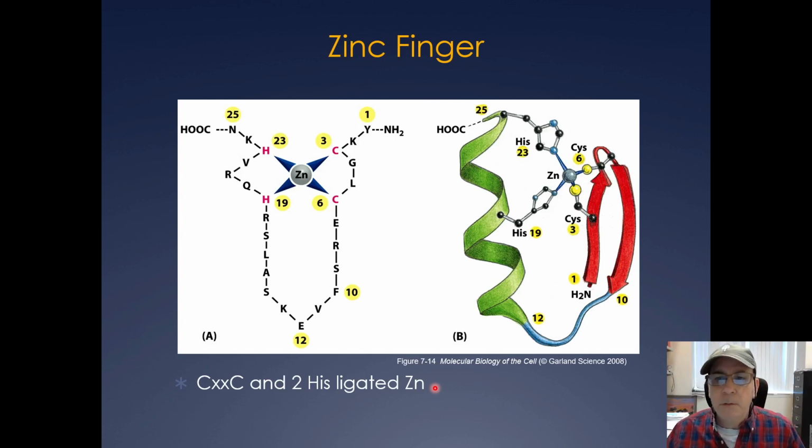Okay. You guys have all probably seen zinc fingers. This happens to be a 2-Cys, 2-His liganded zinc finger. So here you can see the central zinc. You have two cysteines connecting to the zinc and two histidines. And then you have your alpha helix that can fit in the major groove. Okay.